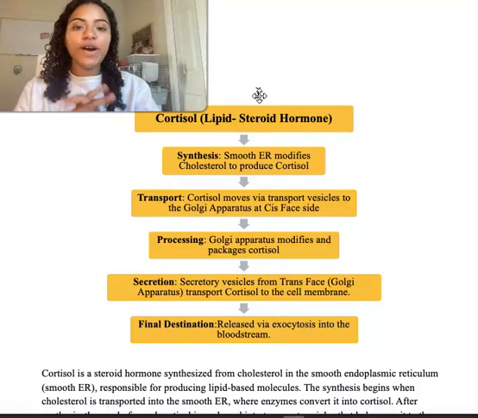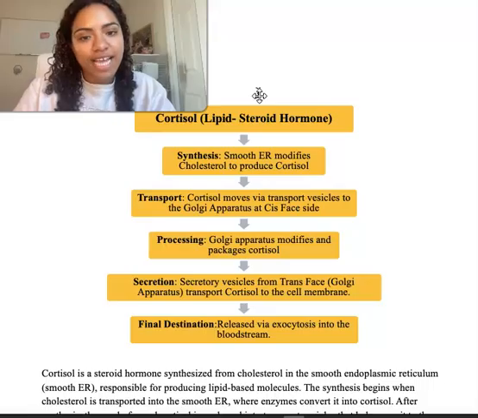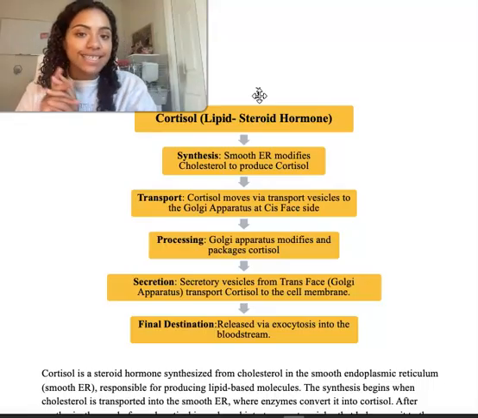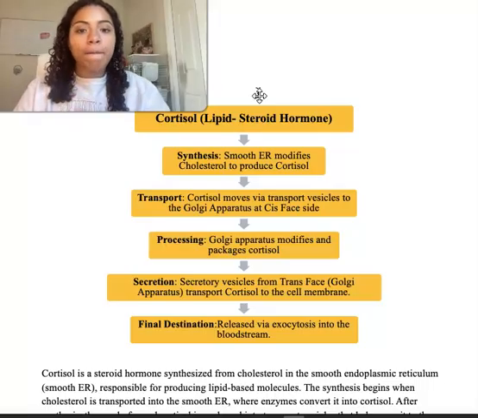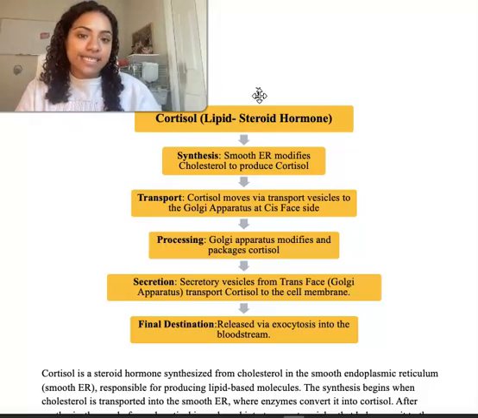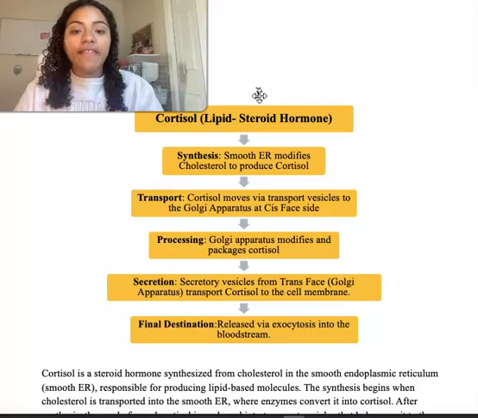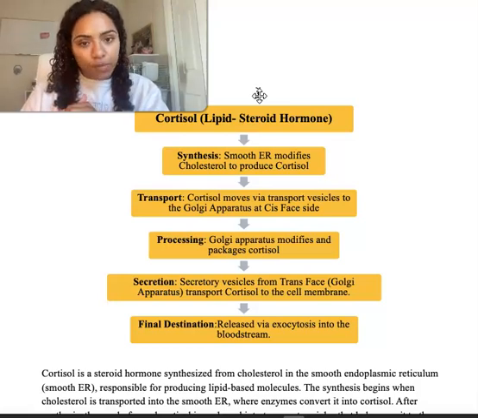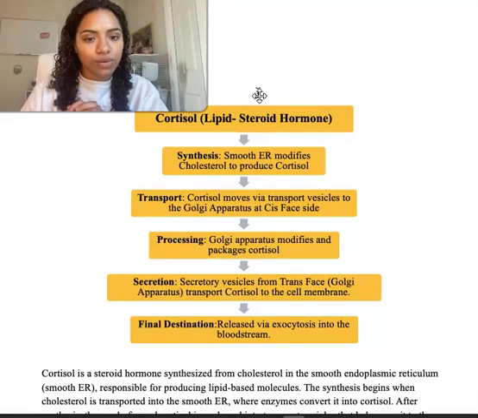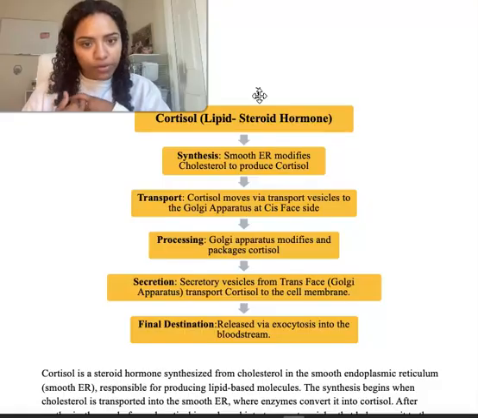We're going to be talking about 3 different macromolecules today, and the first one I selected is cortisol. Cortisol is a lipid steroid hormone. This hormone starts its synthesis in the smooth ER, and then it gets transported to its final destination, the bloodstream. But step by step, it will start as cholesterol. Cholesterol gets modified to produce cortisol. So cholesterol is a precursor of cortisol.